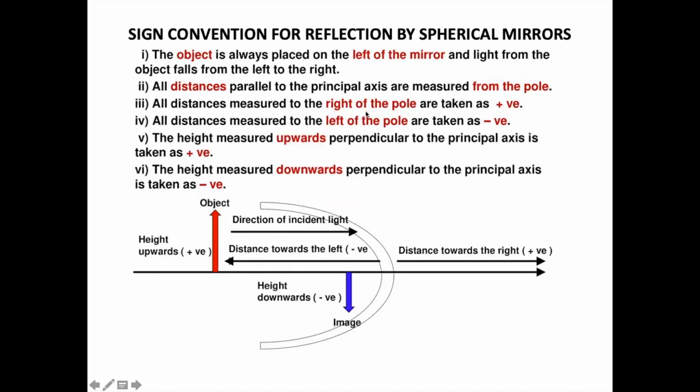All the distances measured to the right of the pole are taken positive because it is going with the direction of the incident light. This is an incident light, straight it will go. So all the distances measured from the right side of the pole are taken as positive, and on the left side of the pole are taken as negative. Height perpendicular above the principal axis is taken positive, height below the principal axis is taken as negative. This is also one of the most important questions asked. So you draw the figure and write all the convention rules over here.